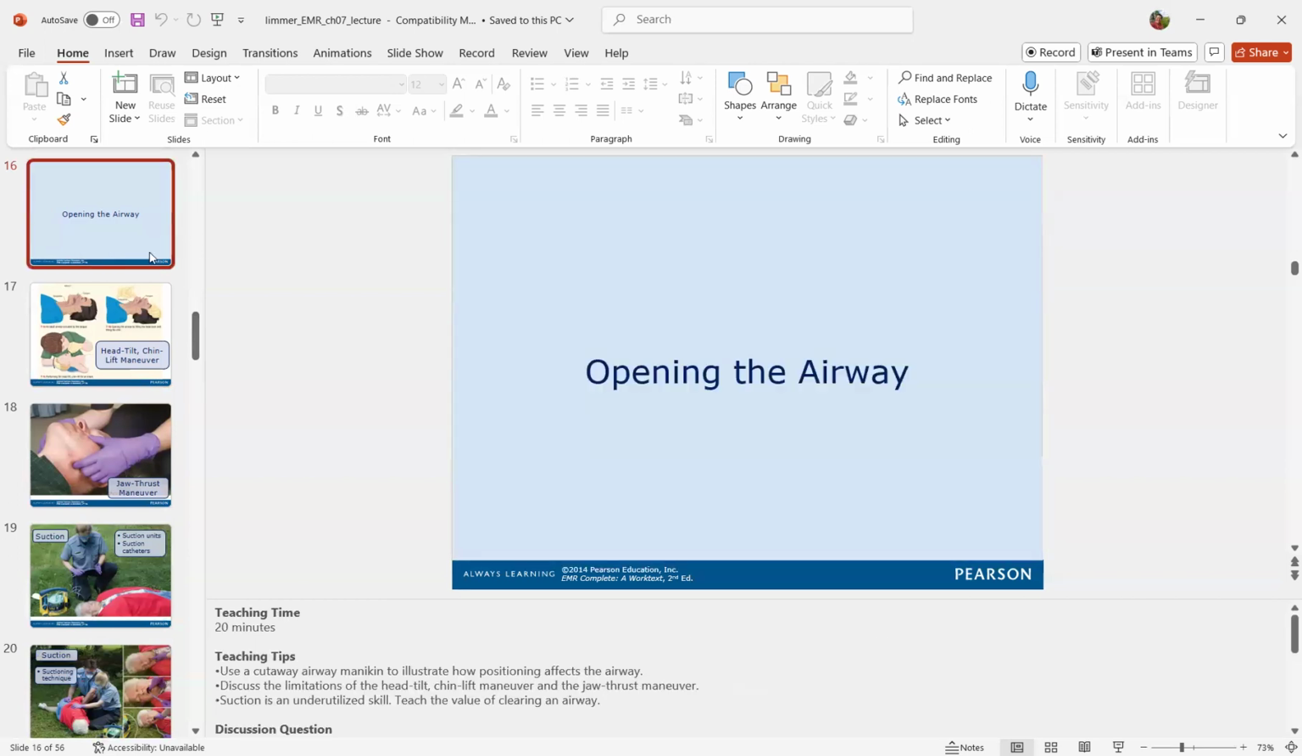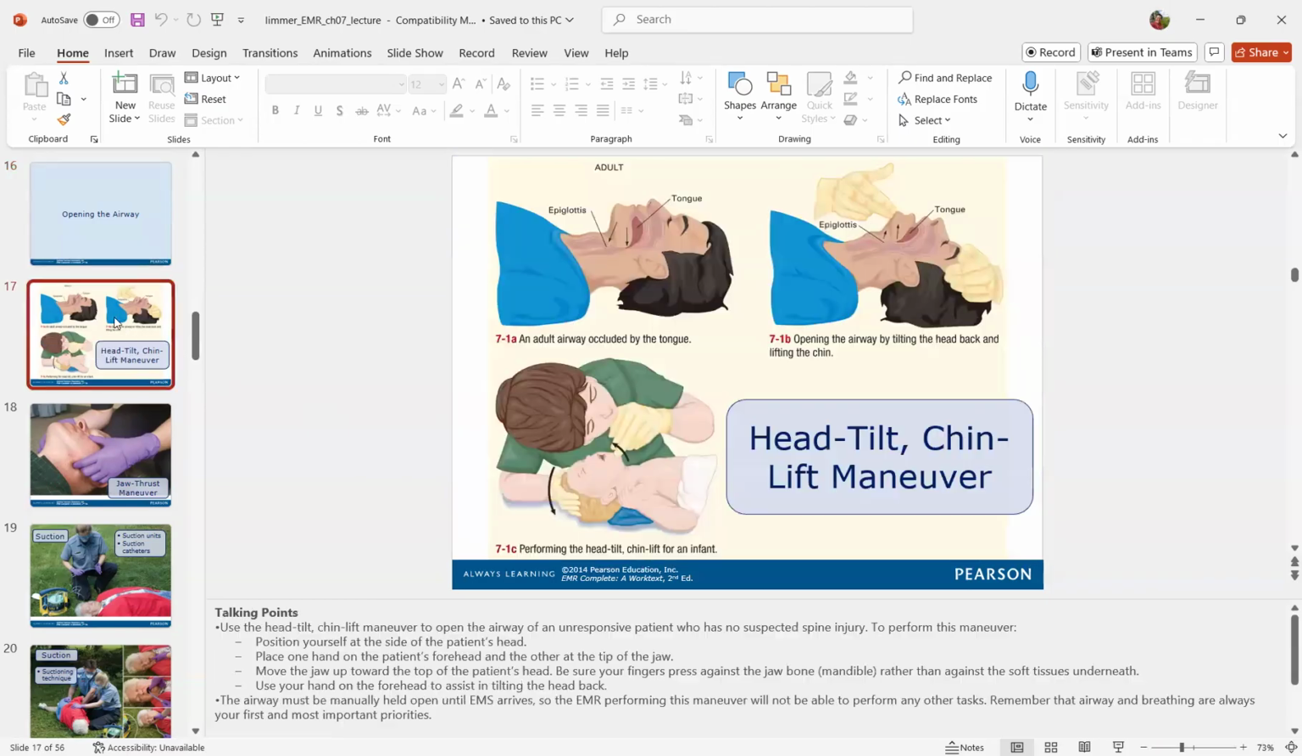If we see a breathing problem, there's some things we can do. We can open the airway. There's two ways to do this. We have what's called the head tilt chin lift maneuver. We're going to use this maneuver to open the airway of an unresponsive patient who has no suspected spine injury. If they're sitting in their chair, they're laying on the floor, and they didn't fall and hit their head and don't have a head, neck, spinal injury, we can use this maneuver.